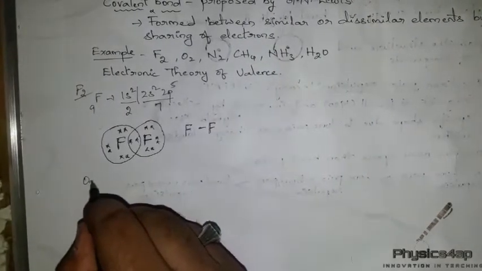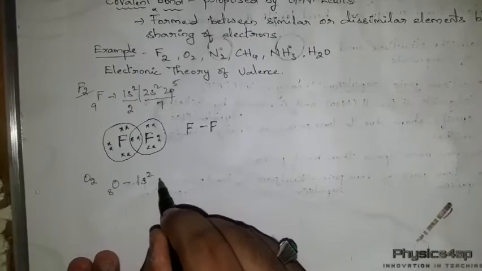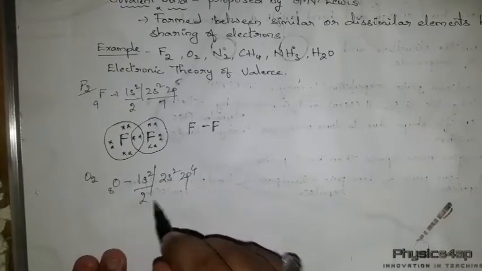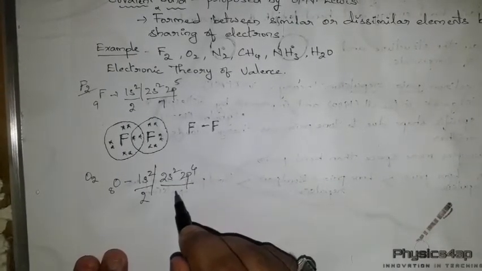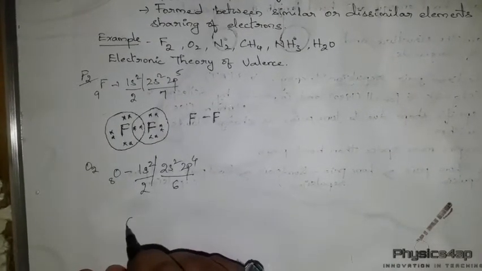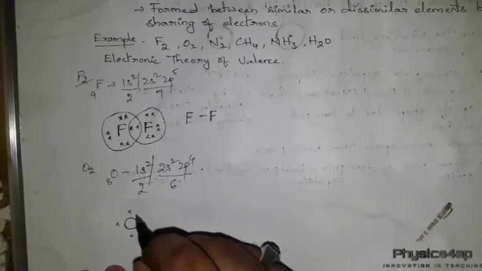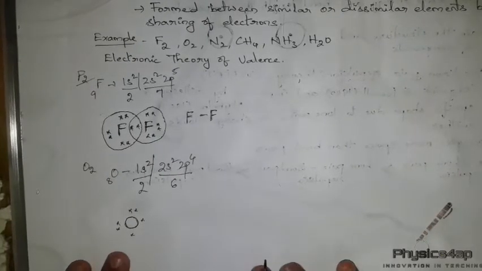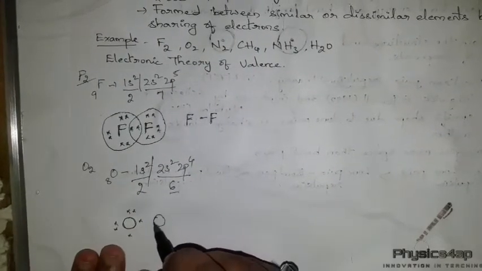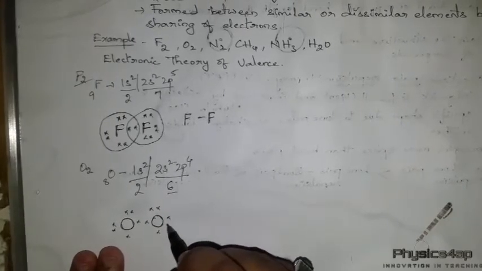The same applies for oxygen. Oxygen has atomic number 8, and its electronic configuration is 1s2, 2s2, 2p4. So the first orbit has 2 electrons, and the second orbit has 4 plus 2, 6 electrons in its outermost orbit. When we draw the dot structure for oxygen, 6 electrons are placed around the oxygen: 1, 2, 3, 4, 5, 6. For another oxygen atom we draw 1, 2, 3, 4, 5 and 6.